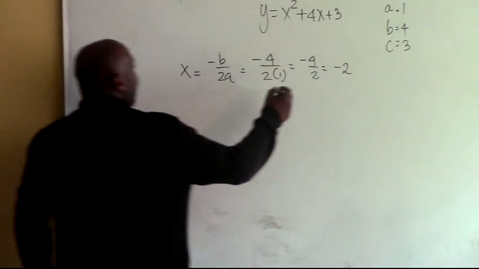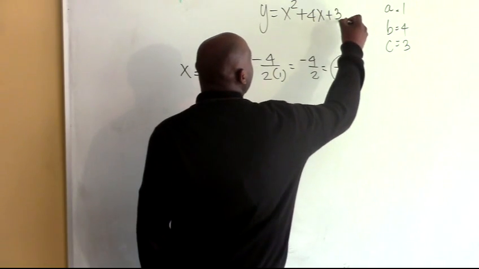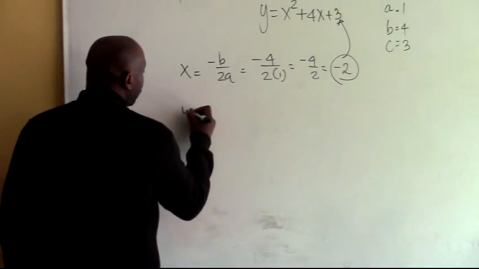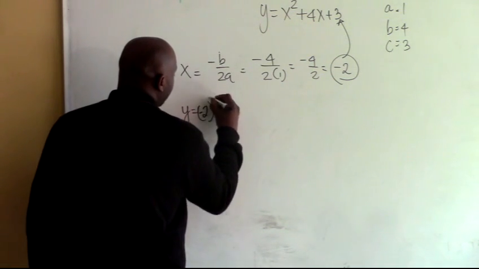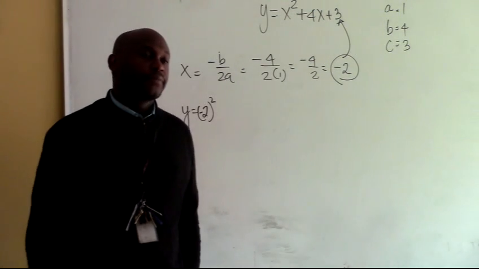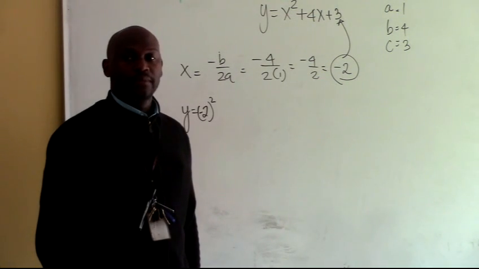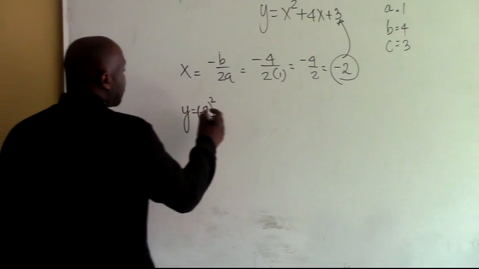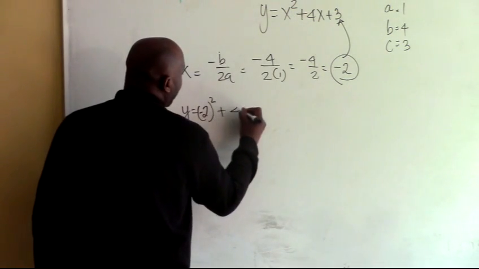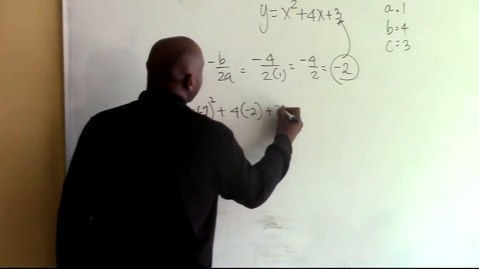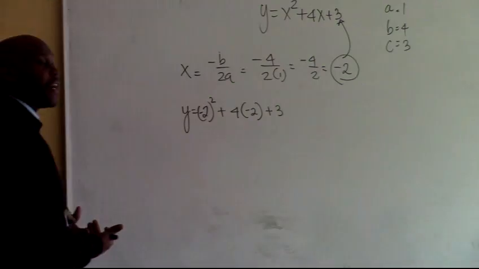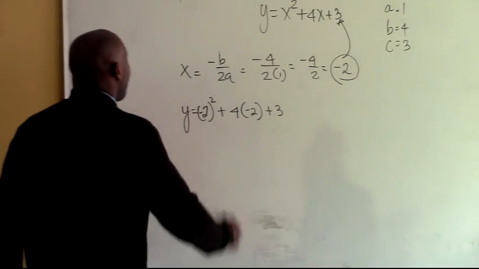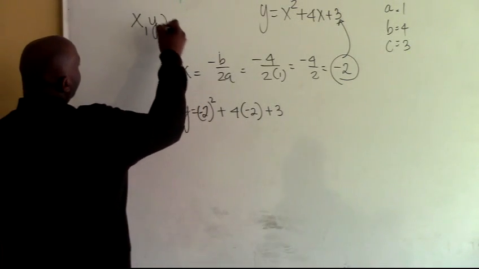So now we're going to take our answer for x and substitute it back into our equation. So y is equal to negative 2 squared plus 4 times negative 2 plus 3. We've taken our x coordinate and substituted it back into our equation to find out what y is. So we have our x coordinate and our y coordinate.